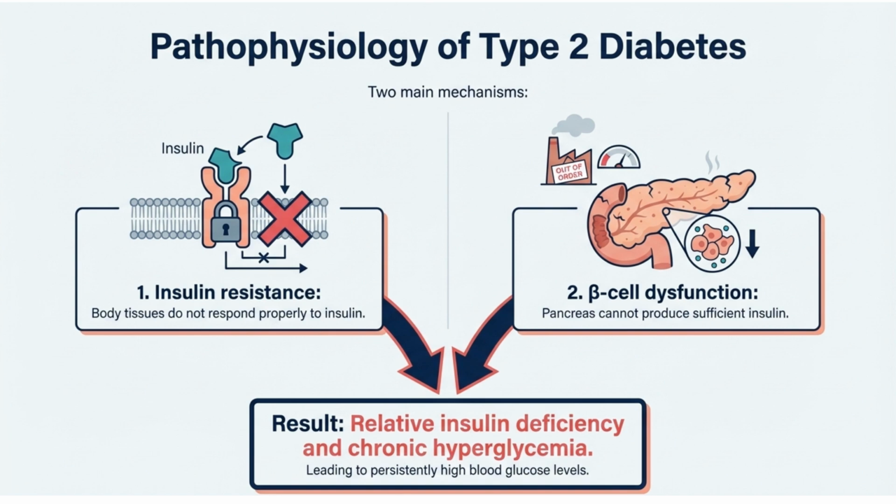The pathophysiology of type 2 diabetes is based on two main mechanisms: insulin resistance, where body tissues do not respond properly to insulin, and beta cell dysfunction, where the pancreas cannot produce sufficient insulin. The result is relative insulin deficiency and chronic hyperglycemia.